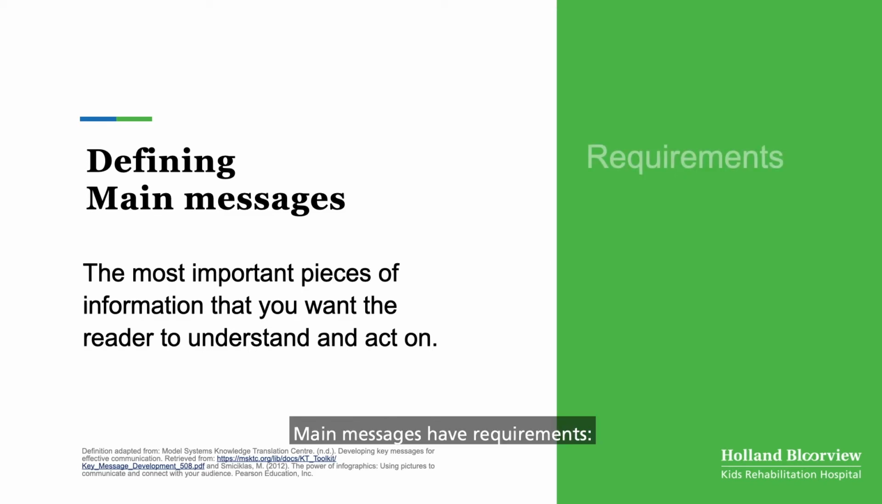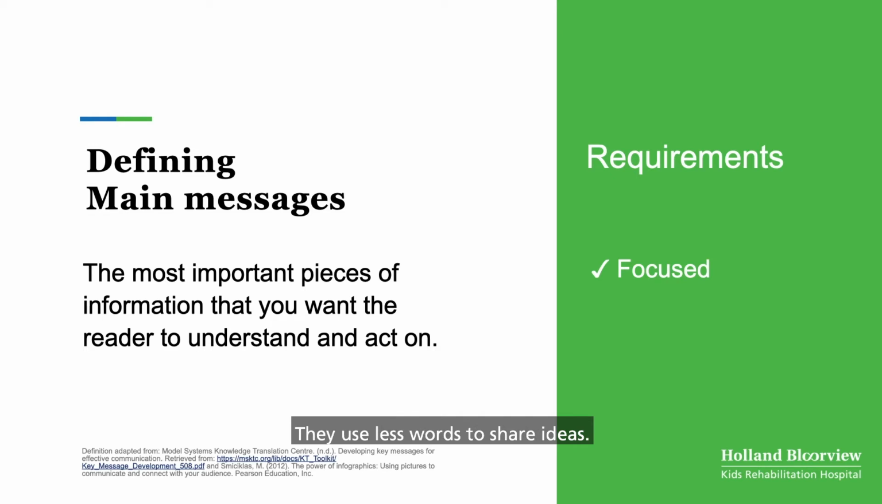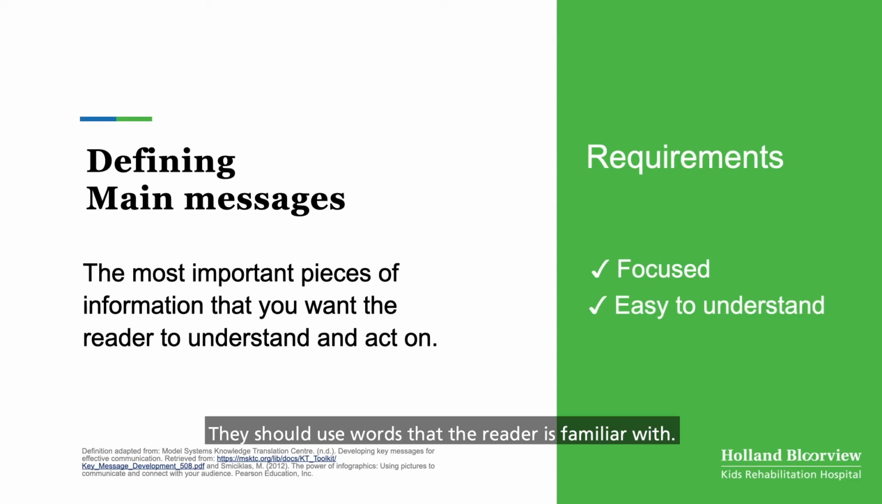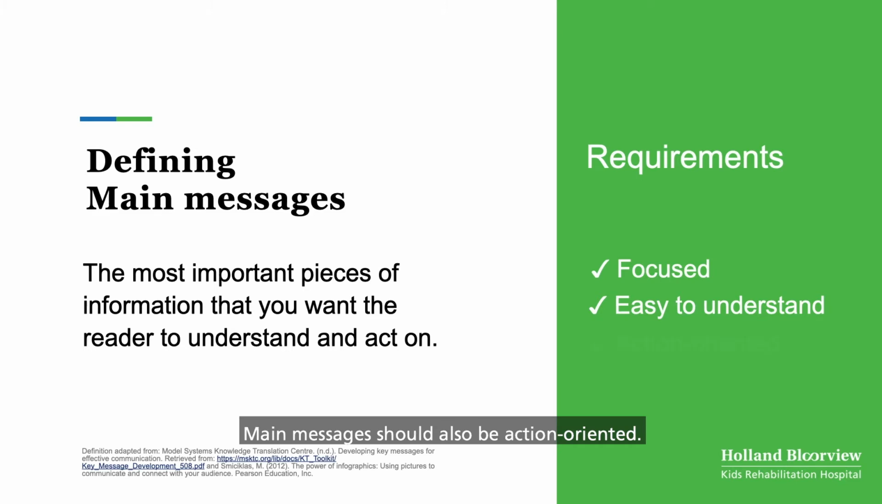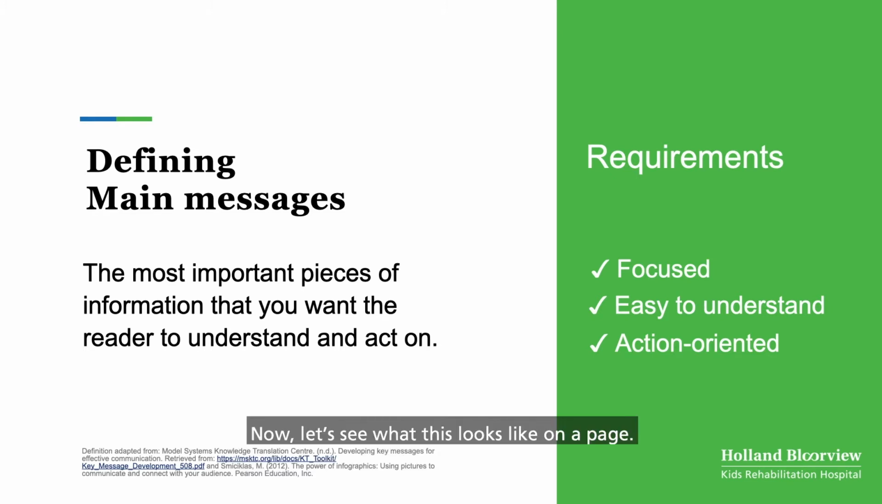Main messages have requirements. Main messages are focused. They focus on what the reader needs to know. They use less words to share ideas. Main messages are easy to understand. They should use words that the reader is familiar with. Main messages should also be action-oriented. What you write should give the reader direction, ideas, or instructions for what needs to happen. Now let's see what this looks like on a page.